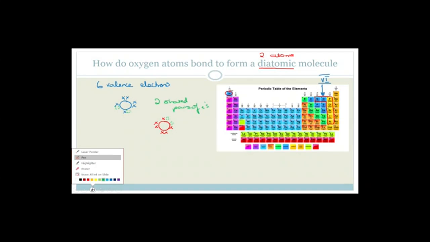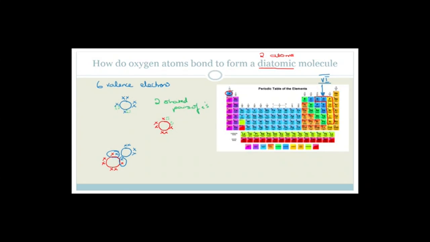Let me show you how this works. Let's just draw this one first. So we could end up with oxygen, which is 1, 2, 3, 4, 5 and 6. And then this other little blue oxygen atom comes along and it fills up. It goes 1, 2, there's my oxygen, 3, 4, 5, and 6. Again, I apologize that they're not the same size. Do you see that they've got two shared pairs of electrons?